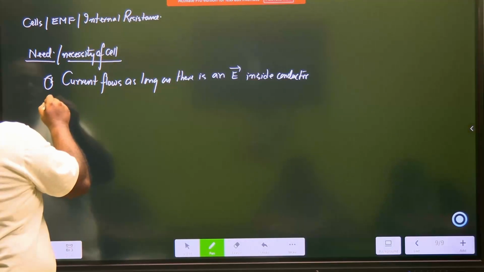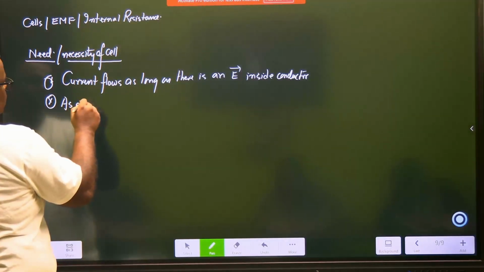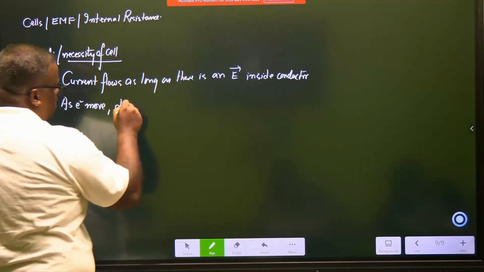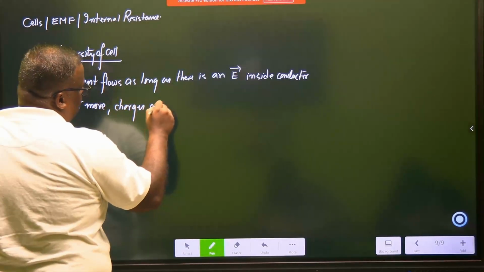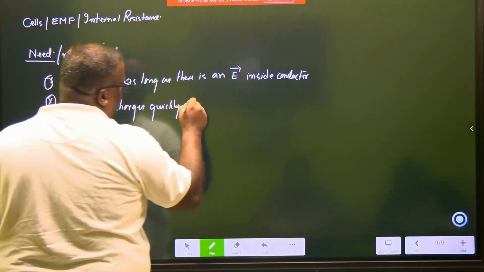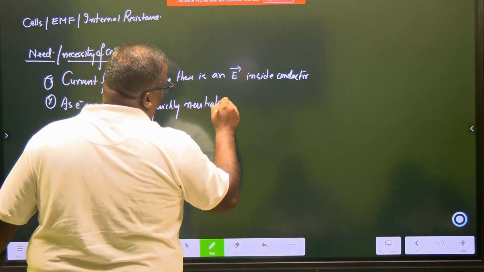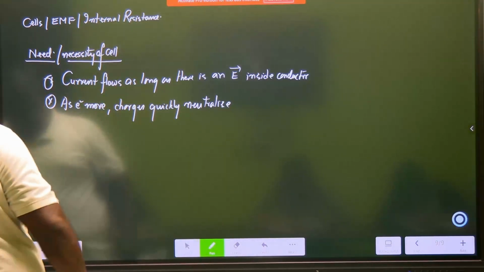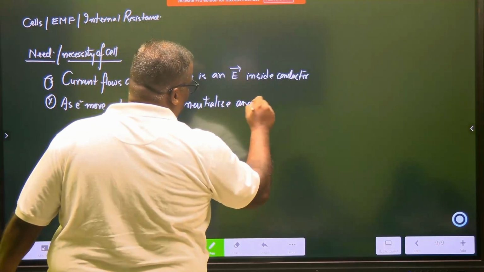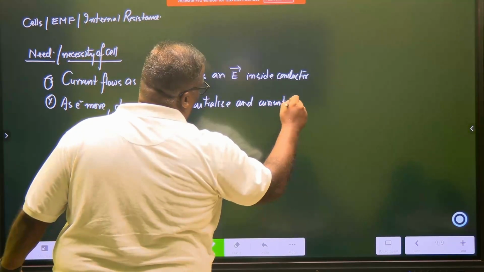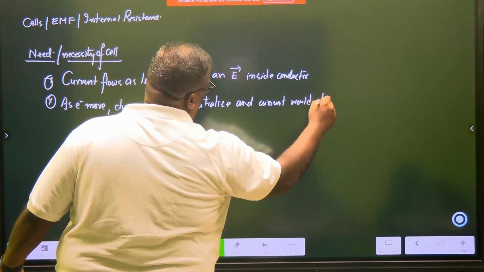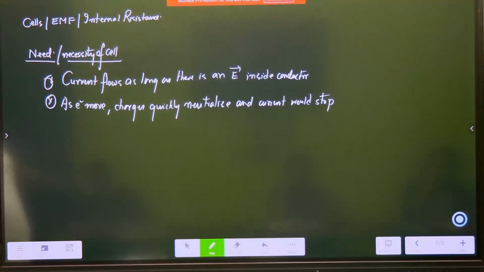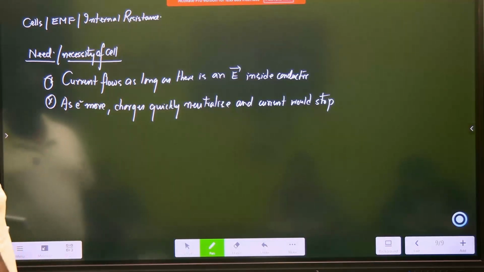So our next point will be, as electrons move, charges quickly neutralize. What do you mean by neutralize? They will be knocking off against positive ions and current would stop. It is very natural. You're moving and you are getting positive charges in between your route. You will neutralize with them and you will stop.